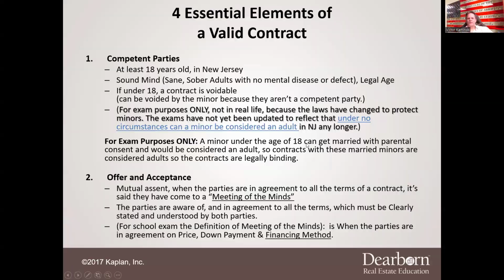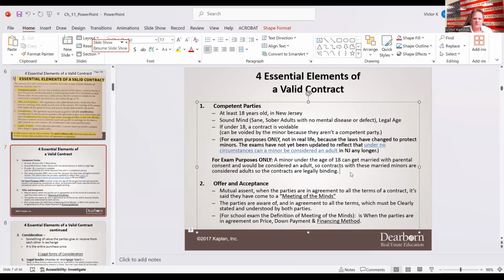All right. So for exam purposes and exam purposes only, a minor under the age of 18 can get married with parental consent and would be considered an adult. So contracts with these married minors are considered adults, so contracts are legally binding. But let me just focus on this: that is no longer allowed in NJ.